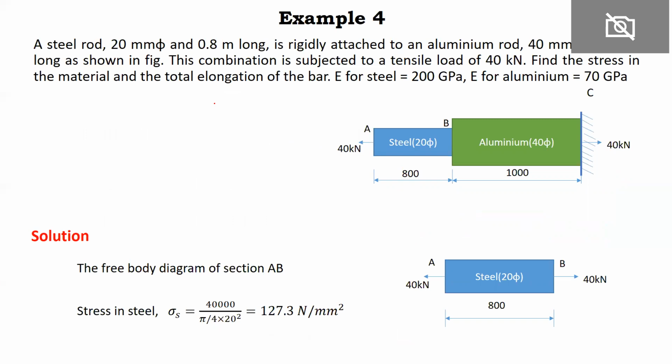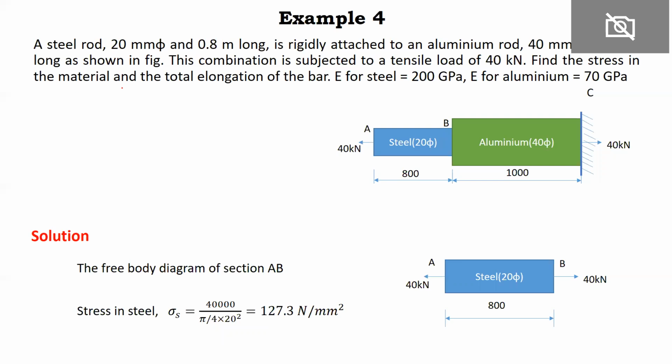Sorry, this is also the same category. Here one end is fixed and it has two members, one and two. I will read the question so we can understand the problem. A steel rod 20 mm diameter and 0.8 m long is rigidly attached to an aluminum rod 40 mm diameter and 1 meter long, as shown in the figure. This combination is subjected to a tensile load of 40 kilonewton.